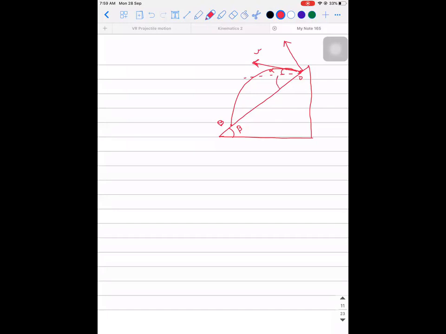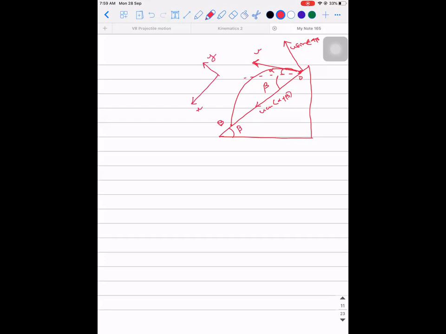This angle is how much? Beta, right? Yes. Alternate interior angles. It will be beta, that's right. So it will be u cos of alpha plus beta, and this will be u sine of alpha plus beta. Correct? So this will be the horizontal direction. This will be the vertical direction.